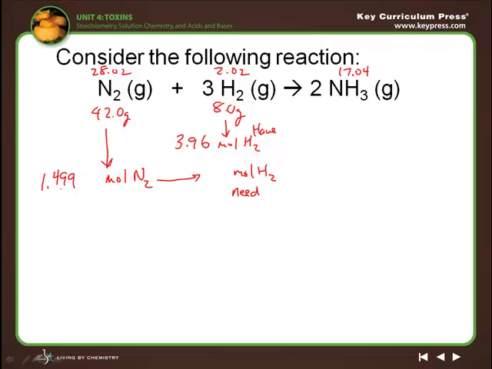Okay, now we got 1.499. This is another shortcut some people like. I'm going from nitrogen to hydrogen. So what I want is hydrogen. I want hydrogen, so I put that on the top. What I have is nitrogen. I put that on the bottom. I then take this number and multiply it by 3 over 1. 1.499 times 3 is 4.497.